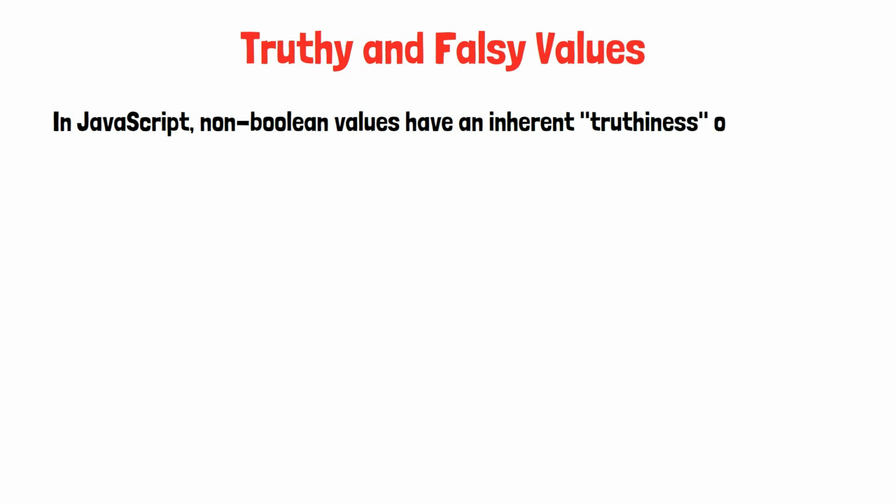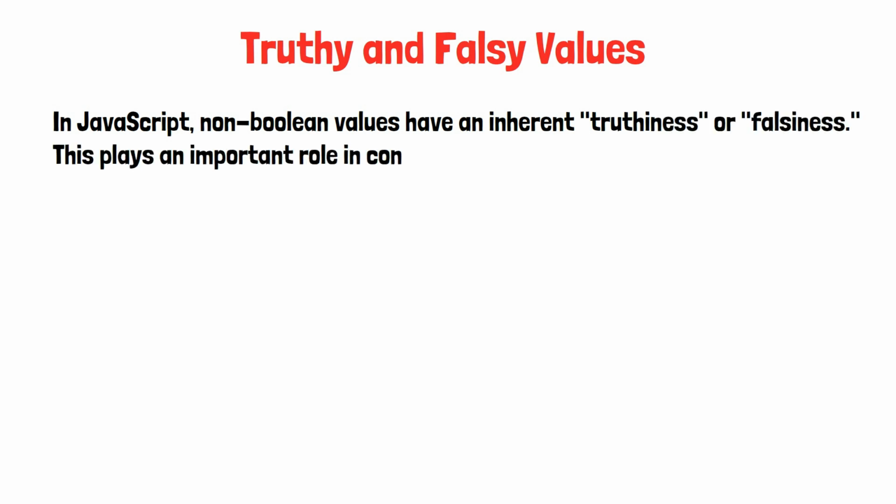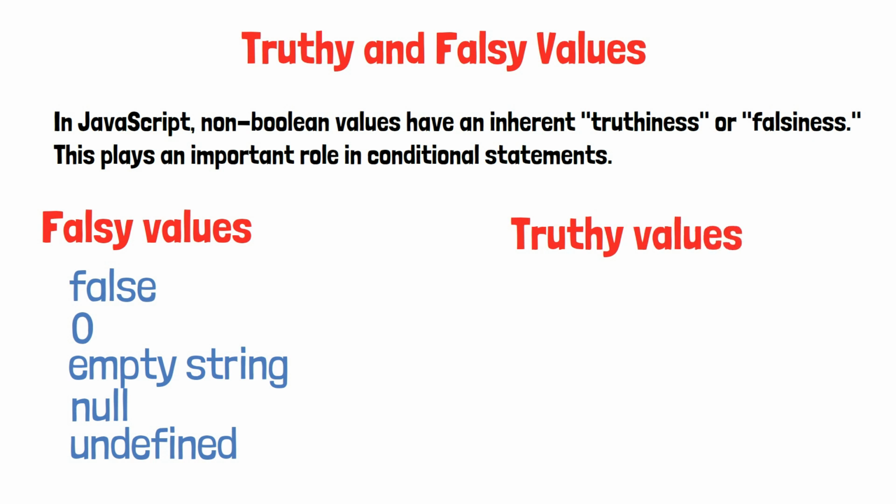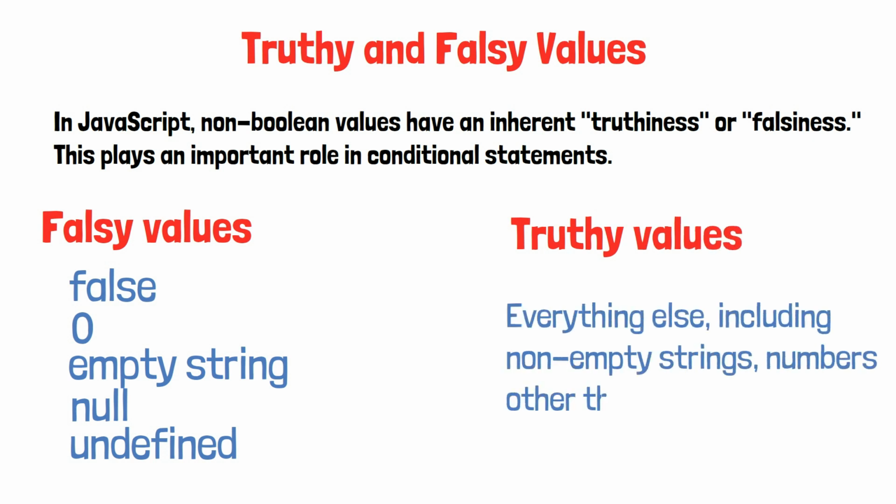Truthy and falsy values. In JavaScript, non-Boolean values have an inherent truthiness or falsiness. This plays an important role in conditional statements. Falsy values: false, 0, empty string, null, undefined. Truthy values: everything else, including non-empty strings, numbers other than 0, arrays, objects, and functions.